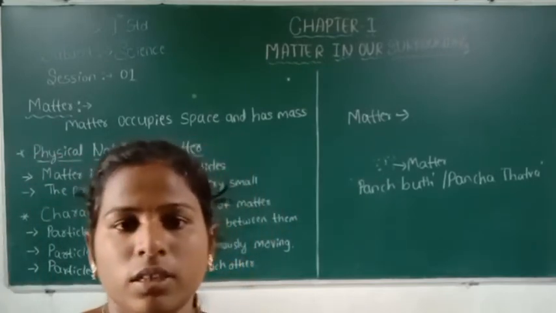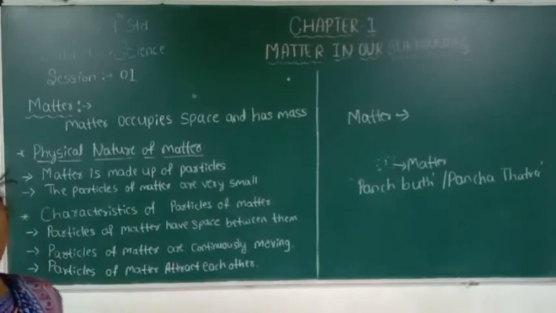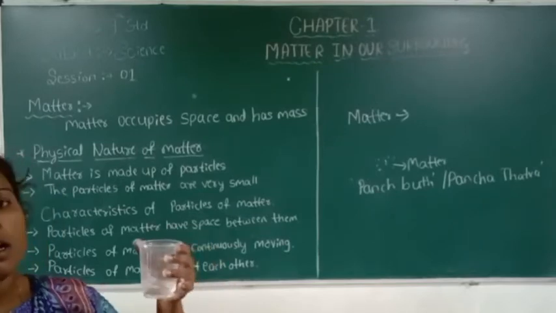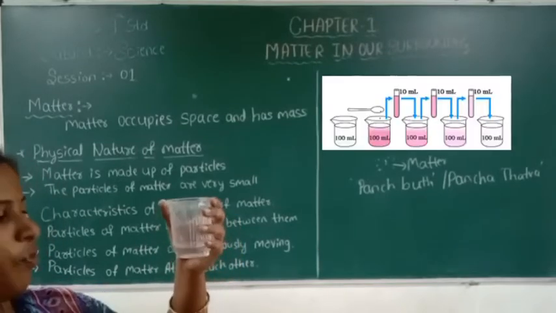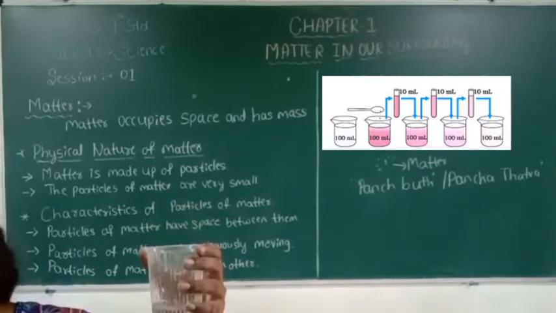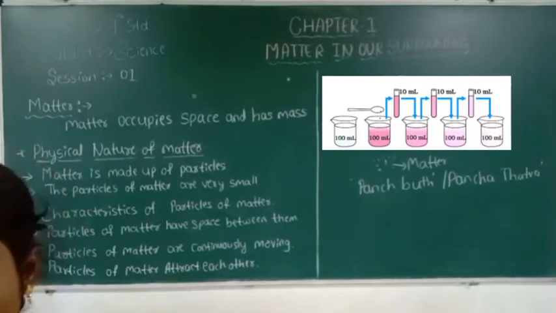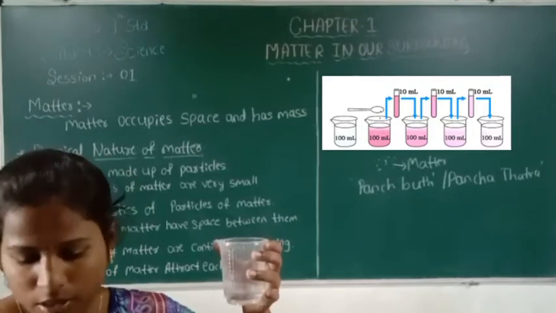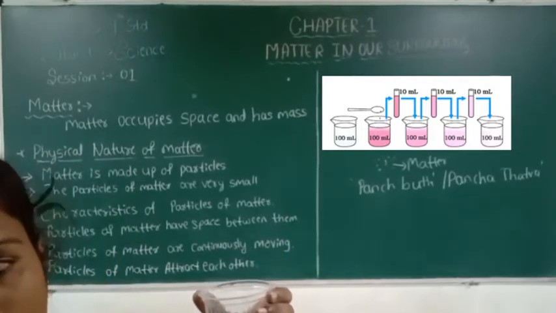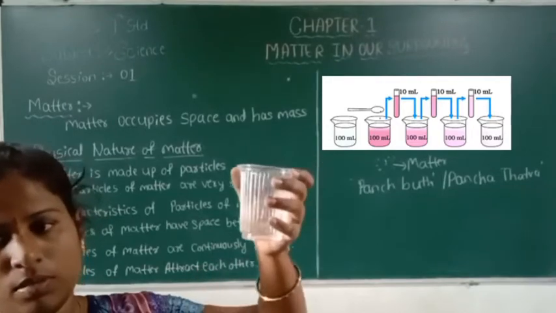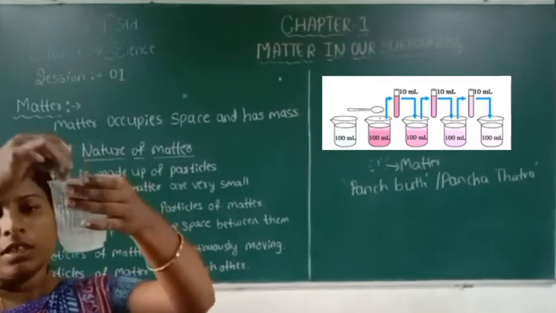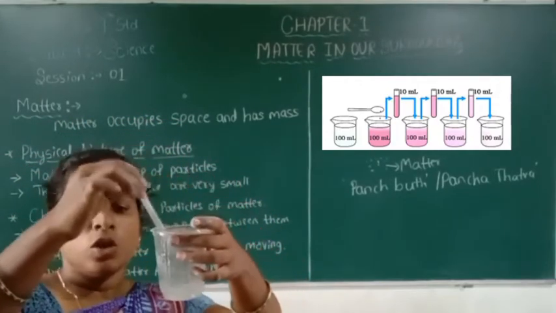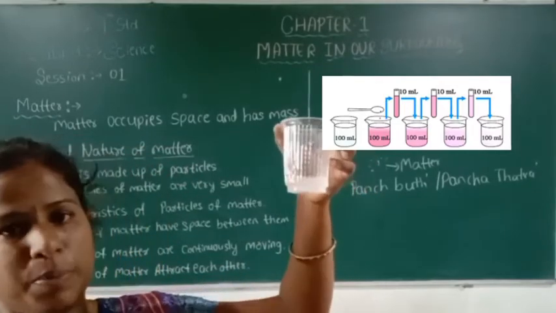In order to understand that matter is made up of particles, we have to do an activity. Take a small quantity of water in a flask or a beaker. Add sugar or salt into it, or you may use any powder. When we add a little salt to it, can you see here, mix both together well. After some time the salt disappears.